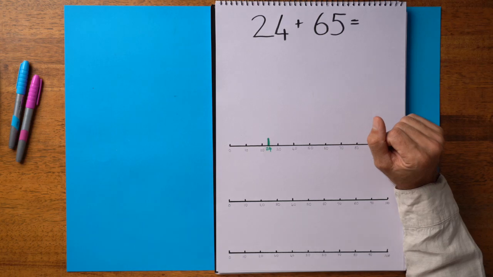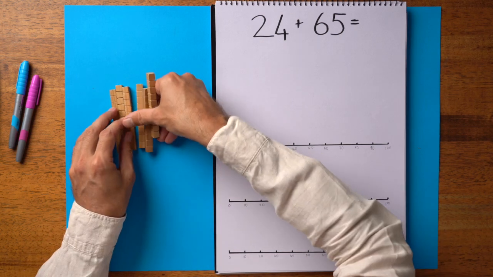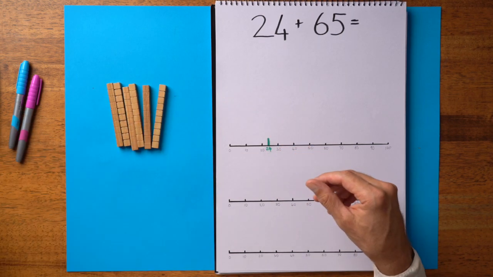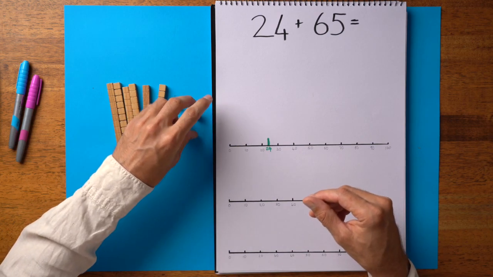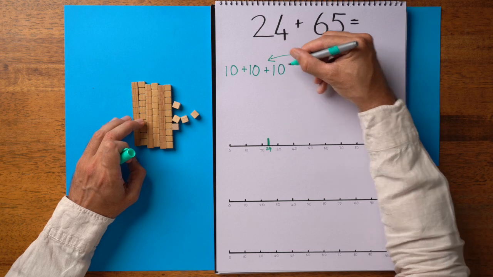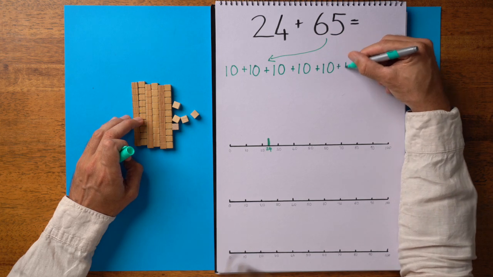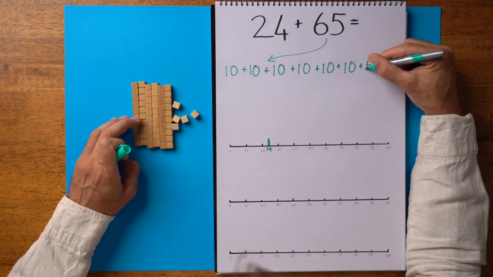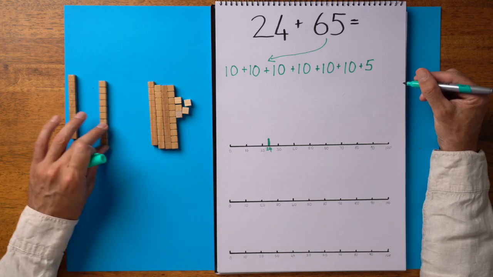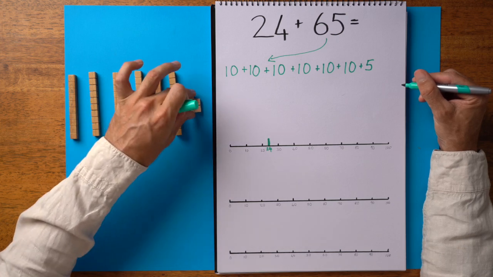Then we're going to break 65 into some smaller parts to make it easier to add. 65 has 6 tens, 1, 2, 3, 4, 5, 6, and 5 ones, 1, 2, 3, 4, 5. Since 65 has 6 tens and 5 ones, I might do it this way. I've broken it up into 10 plus 10 plus 10 plus 10 plus 10 plus 10 plus 5.